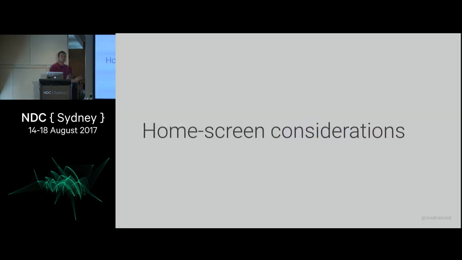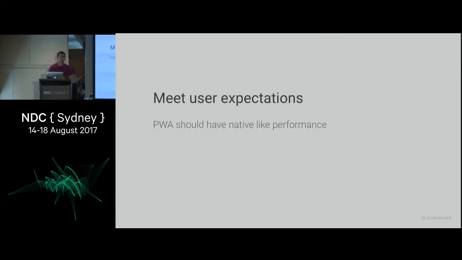So now let's talk about home screen considerations. Assuming you built a progressive web app, or even if you don't, but if you have an icon on the home screen, your users expect it to be fast. Most users don't even know there's a term called progressive web apps. They don't even care. But if they have something on the home screen, they expect it to have native-like performance. We tackled the first problem, which is we don't want them to wait on a white screen because it looks like a web page.